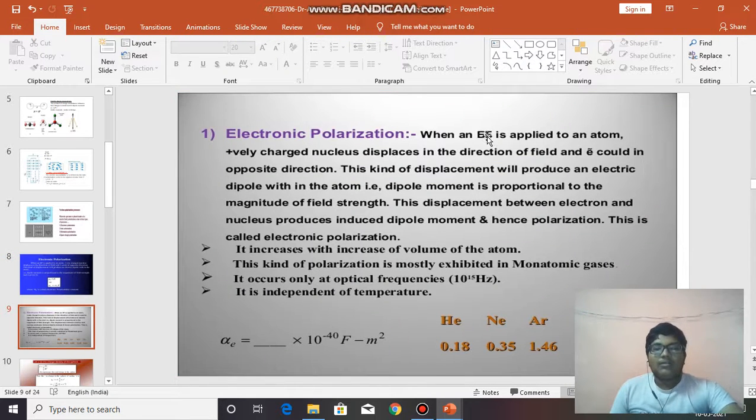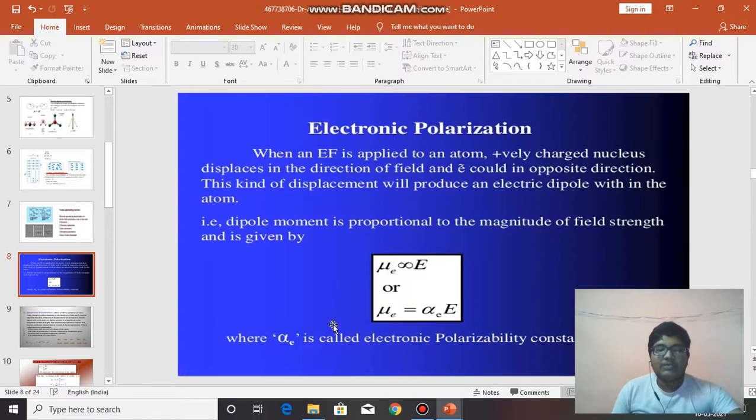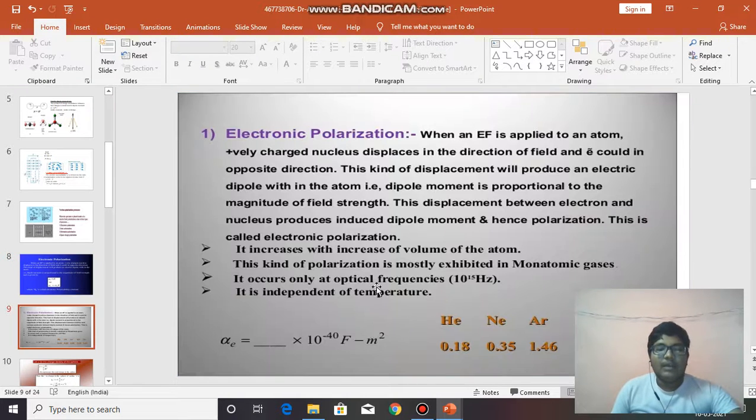Electronic polarization increases with increase of volume. These are all the properties which we can derive from this formula. It increases with increase of volume of the atom. This kind of polarization is mostly exhibited in monoatomic gases. It occurs only at optical frequencies, which are 10 power 15 Hz. It is independent of temperature. These are the properties of electronic polarization.